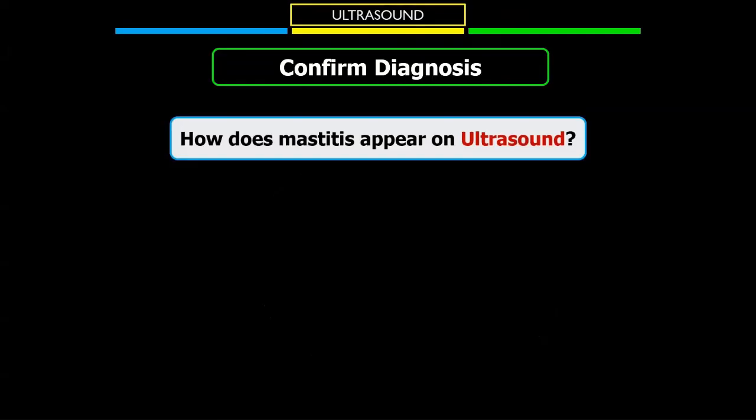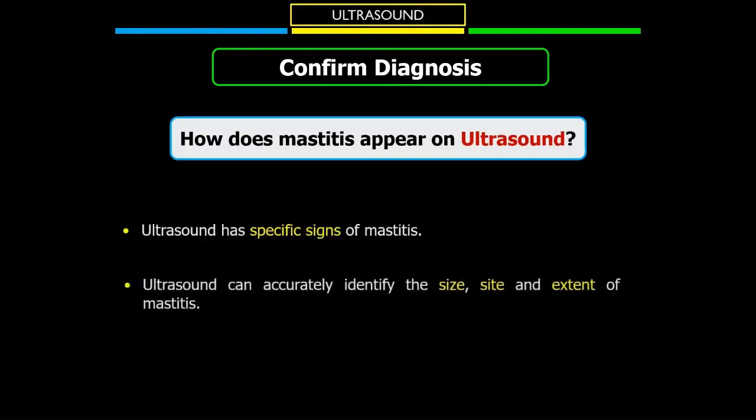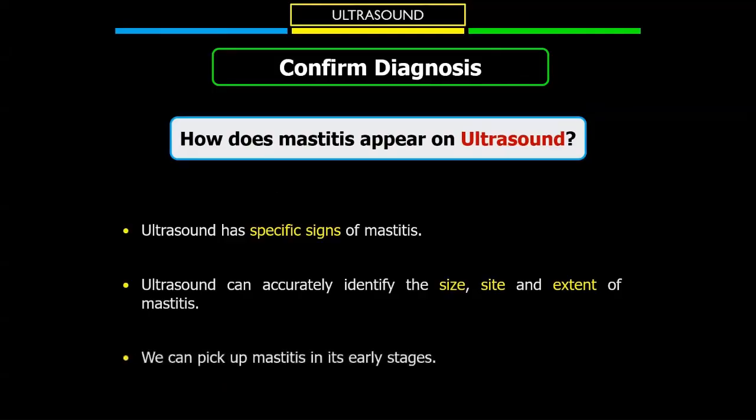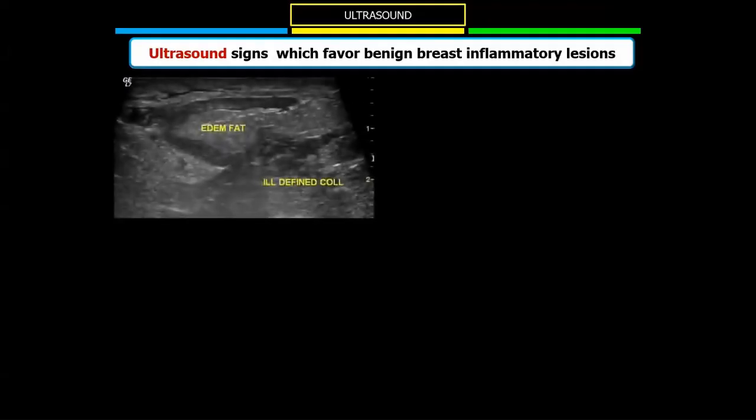On the ultrasound examination, on the other hand, we see a specific appearance for mastitis. And on ultrasound, also, we can accurately identify the size, the site, and the extent of mastitis, and we can pick up mastitis in its early stages. We have specific signs to prove that this is a benign inflammatory breast disorder. They usually include the edematous echogenic fat lobules, which are delineated by interstitial edema lines.